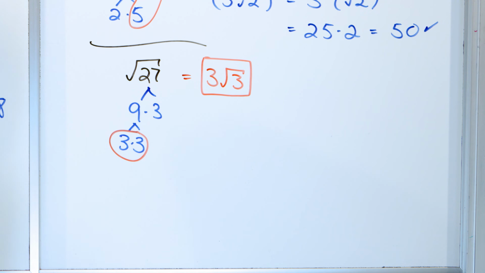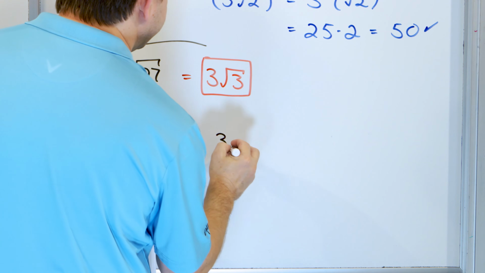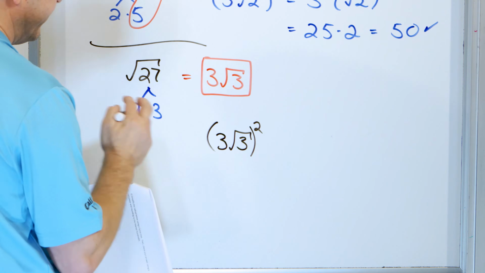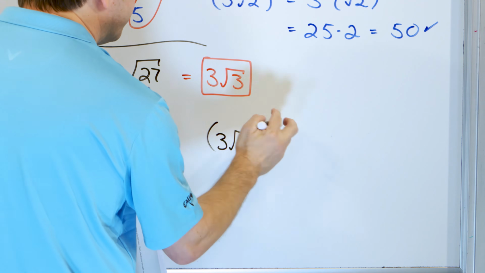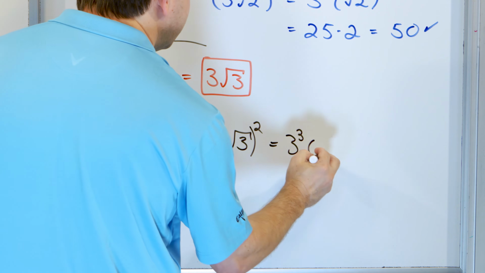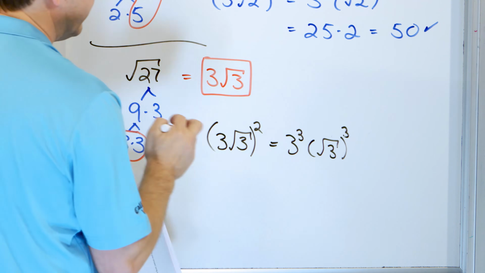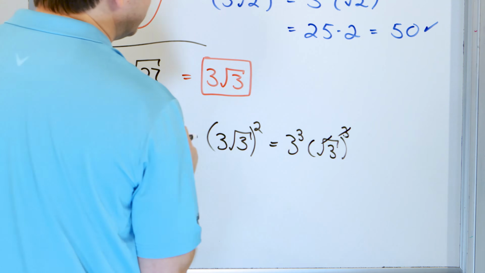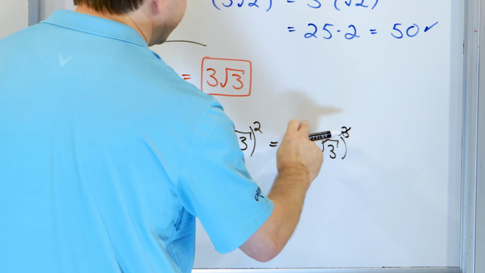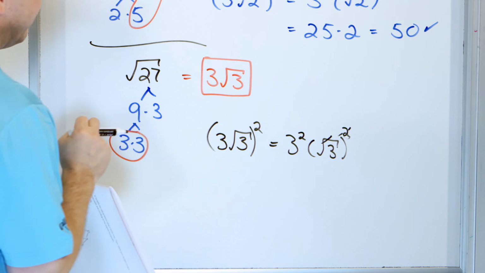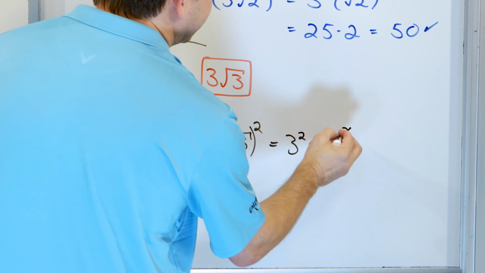Let's check. If we have 3 times the square root of 3, the answer that we got, and we square it, multiply it by itself, then the exponent applies to the 3. The exponent applies to the radical, so we just square both terms there. I'm sorry, I put cubes here. My apologies. This is going to be a square and a square, so we're squaring everything. The square is going to cancel with the square root.